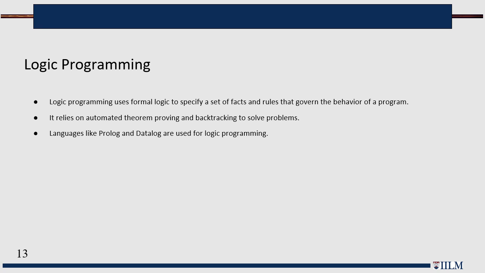It is quite a looping type of thing because logic is logic. So what is logic programming? It is a set of sentences in logical form representing knowledge about some problem domain. Logic programming is nothing but using our logic to program something. Logic programming uses formal logic to specify a set of facts and rules that govern the behavior of a program.